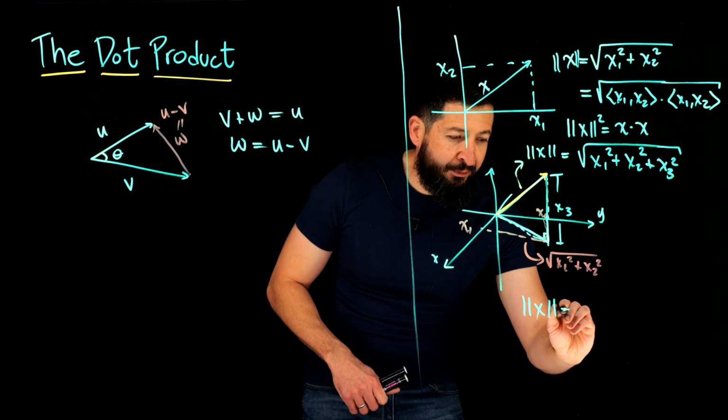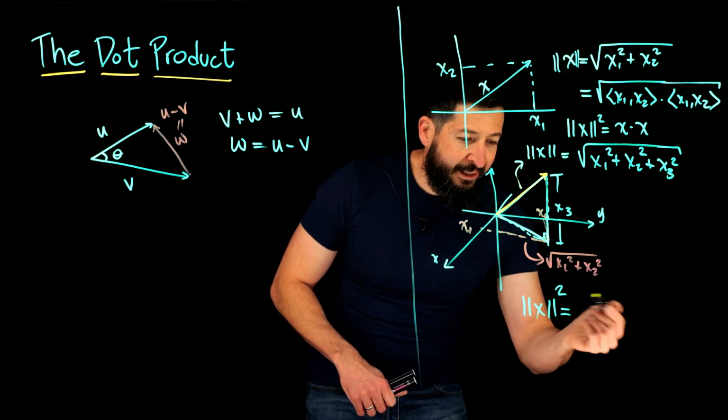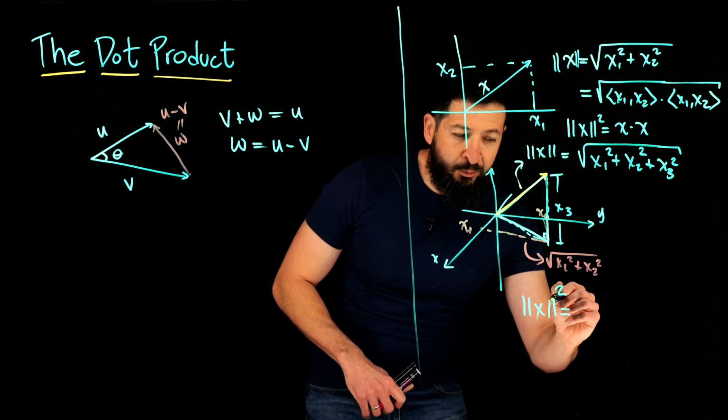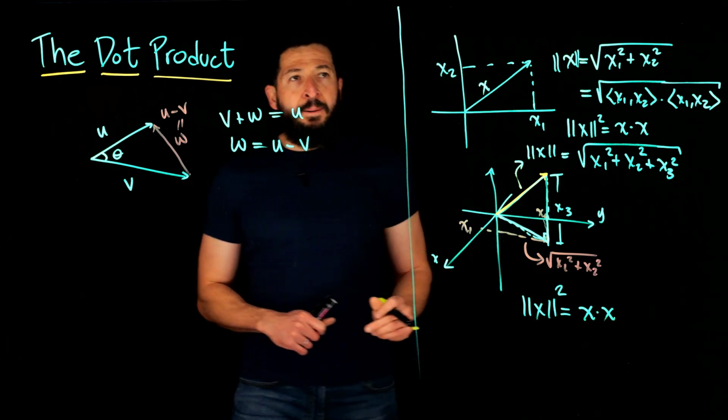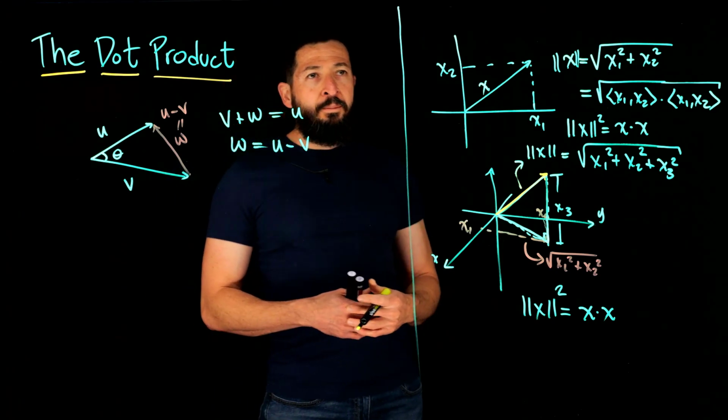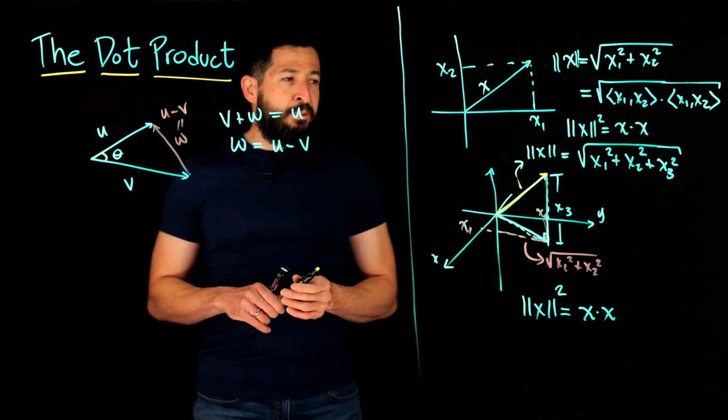So in general, we're always just going to say that the magnitude of a vector x is going to be the square root of x dot x, whether we're in 2 dimensions, 3 dimensions, or n dimensions, whatever that may be.